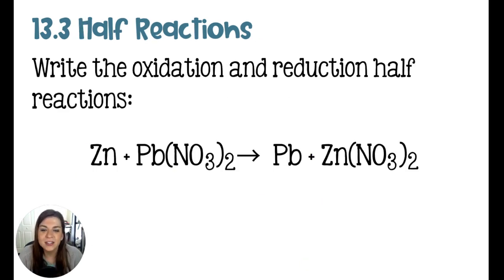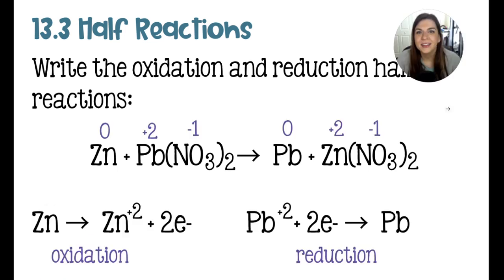Write the oxidation and reduction half reactions for the following redox reaction. In my video on half reactions, I did mention that if you have a polyatomic ion that does not break down over the course of the reaction, like this nitrate here, you can just keep the charge of the entire nitrate. You don't have to break it down into the nitrogen and oxygen, which is fantastic because nitrate is very easily -1.